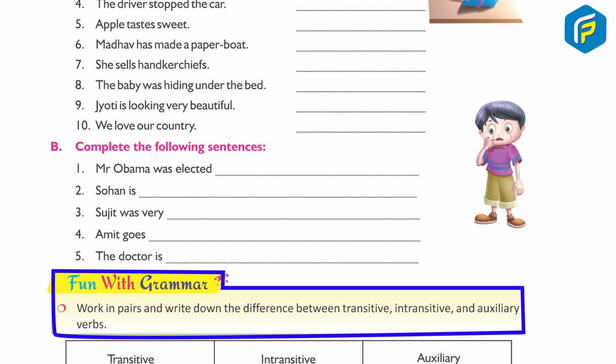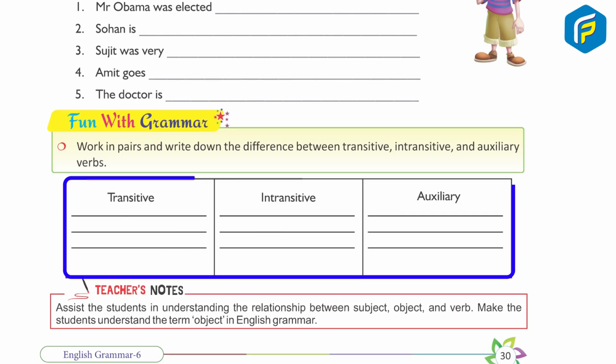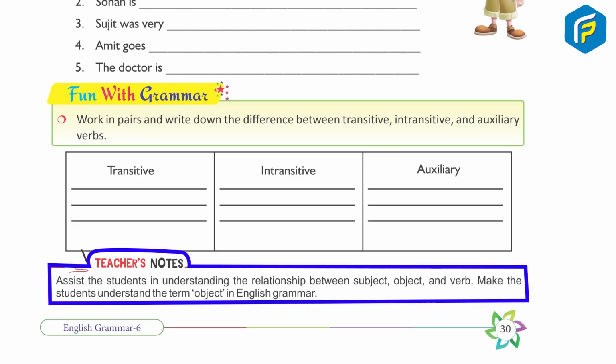Fun with grammar. Work in pairs and write down the difference between transitive, intransitive and auxiliary verbs. Teacher's note: Assist the students in understanding the relationship between subject, object and verb. Make the students understand the term object in English grammar.